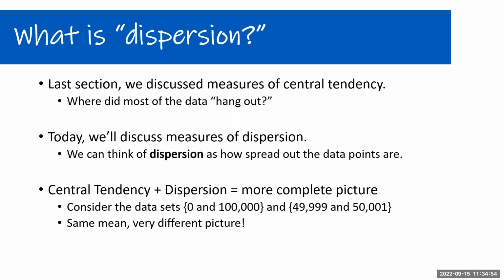If we talk about central tendency and dispersion, we get a much more complete picture of the data. For example, consider the data set 0 and 100,000, and then consider the data set 49,999 and 50,001. If you calculate the mean for each set, the mean is going to be exactly the same. It's going to be 50,000, but you're going to get a very different picture, right? 0 and 100,000 are a lot more spread out from each other than the other two numbers are compared to each other.